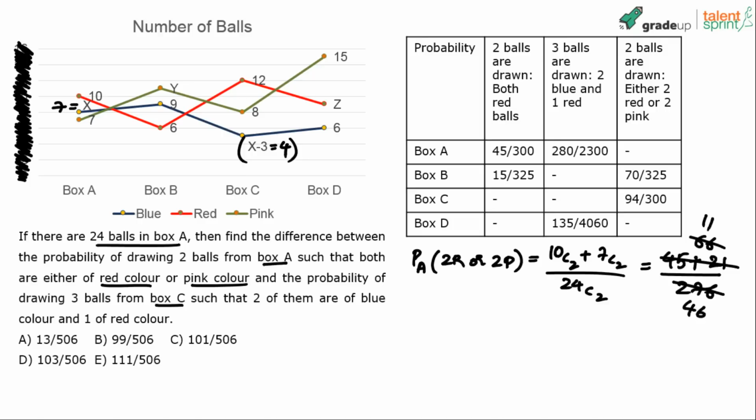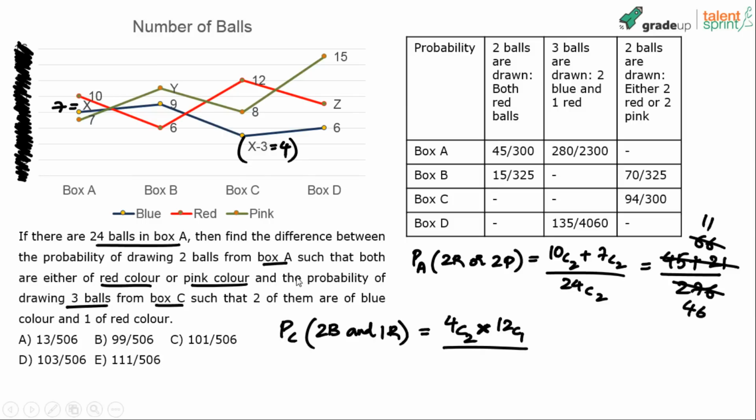Now, the probability of drawing 3 balls from box C such that 2 of them are blue color and 1 is of red color. So probability of drawing 3 balls from box C such that 2 are blue, and remember it's and not or, and 1 is of red color. How do you do this? See, total there are 4 blue balls in box C. So in how many ways can you choose 2 blue balls? 4C2 ways. Since it is and, you have to multiply. It is the same case, not 2 different cases. Into 1 red. How many red balls are there? 12 red balls, 12C1.